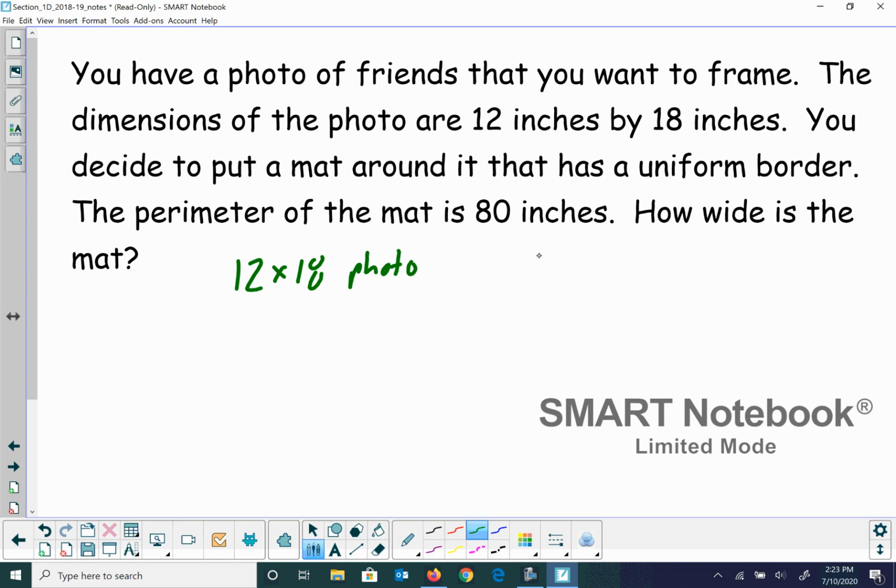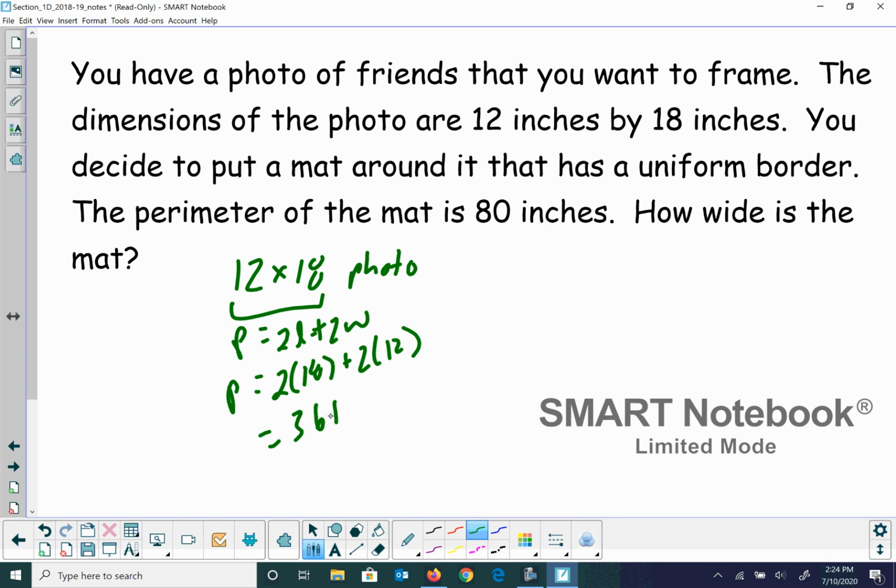Okay. So if I were to just find the perimeter of this, it's a rectangle, 2 times L plus 2 times W. Little geometry for you. So 2 times L plus 2 times W. So that's 36 plus 24. So if I add those together, that would give me 60. So the perimeter of the photo is 60. But now we have this mat that has 80 inches.